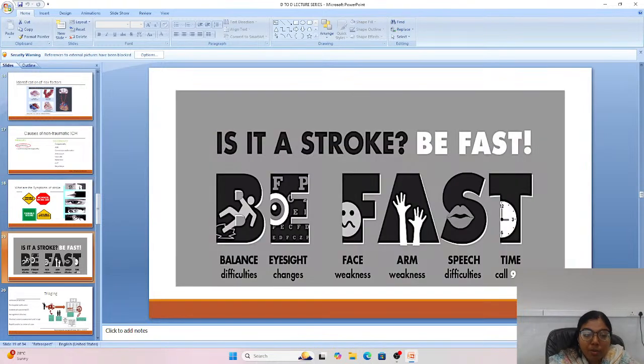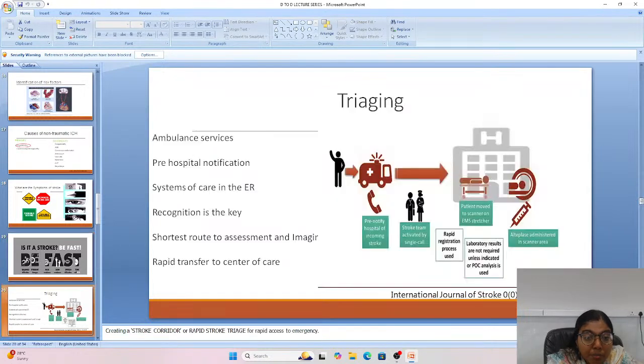What we need to remember is BE FAST, which is a mnemonic for recognition of a stroke. B for balance difficulty. E for eyesight changes. Then F for face weakness. A for arm weakness. S for speech difficulty. And T for time, that you have to do timely treatment.